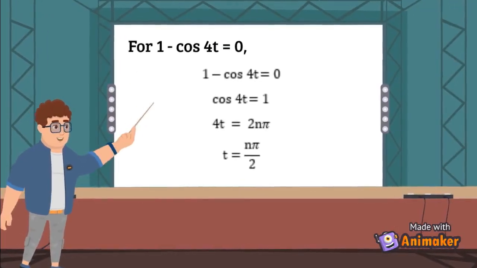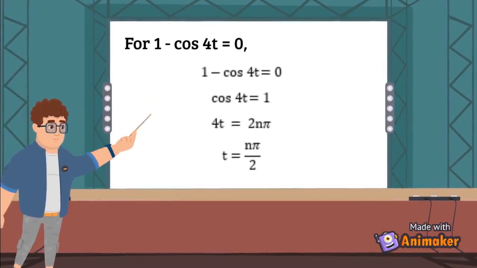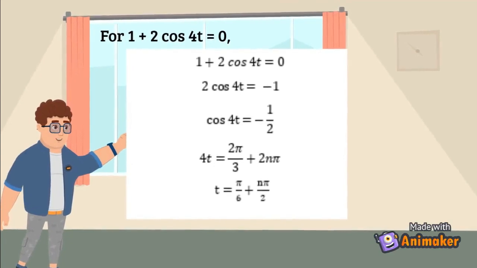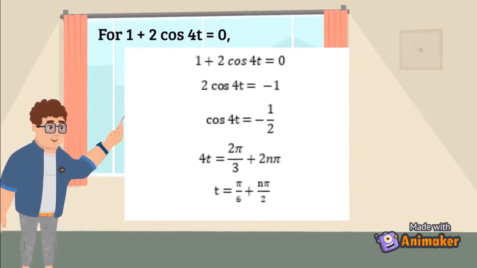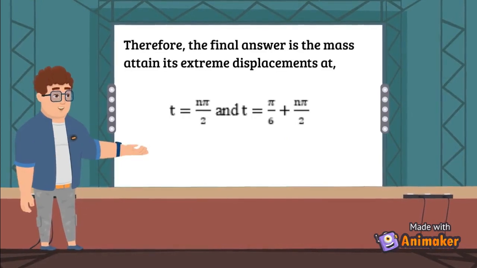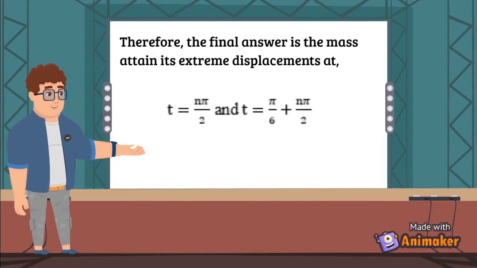For 1 minus cos 4t equal to 0, t equals n pi over 2. And for 1 plus 2 cos 4t equal to 0, we get t equals pi over 6 plus n pi over 2. Therefore, the final answer is the mass attains its extreme displacements at t equals n pi over 2 and at t equals pi over 6 plus n pi over 2.